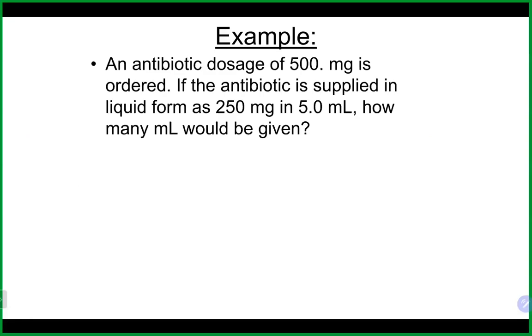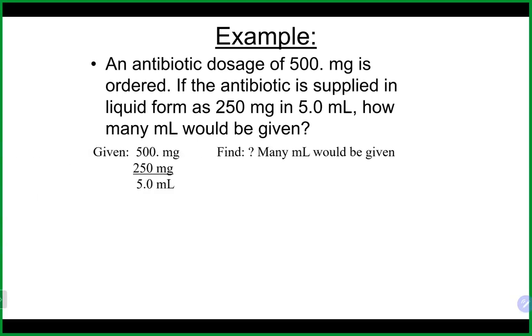You've got an antibiotic dose of 500 milligrams ordered. If it comes as 250 milligrams per milliliter, how many milliliters would you be given? Conversion factors are sort of written into the problem like we are here. It comes as 250 milligrams in 5 milliliters. So this is really a conversion factor, and once again, we could use it in sort of the opposite direction there.